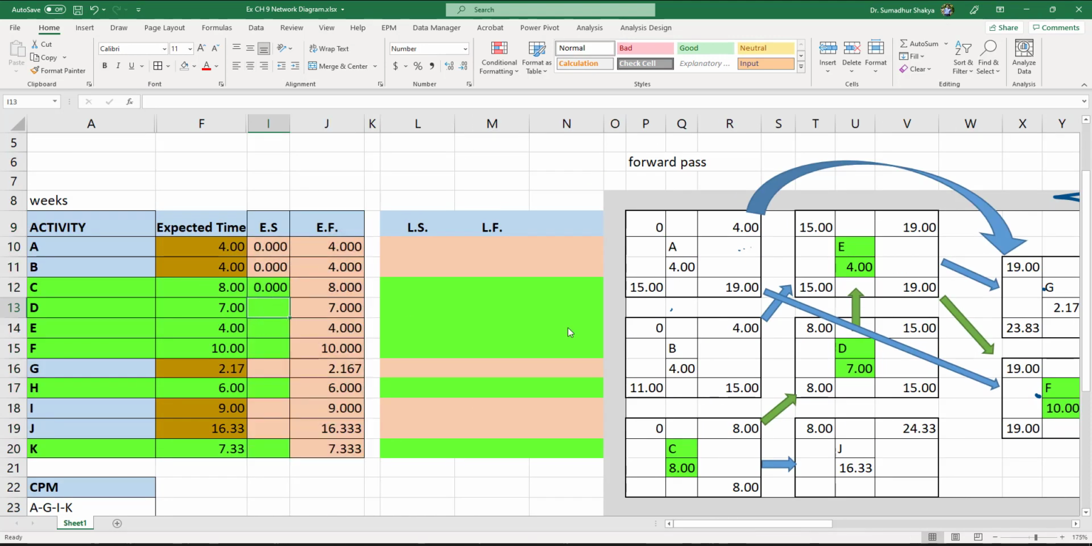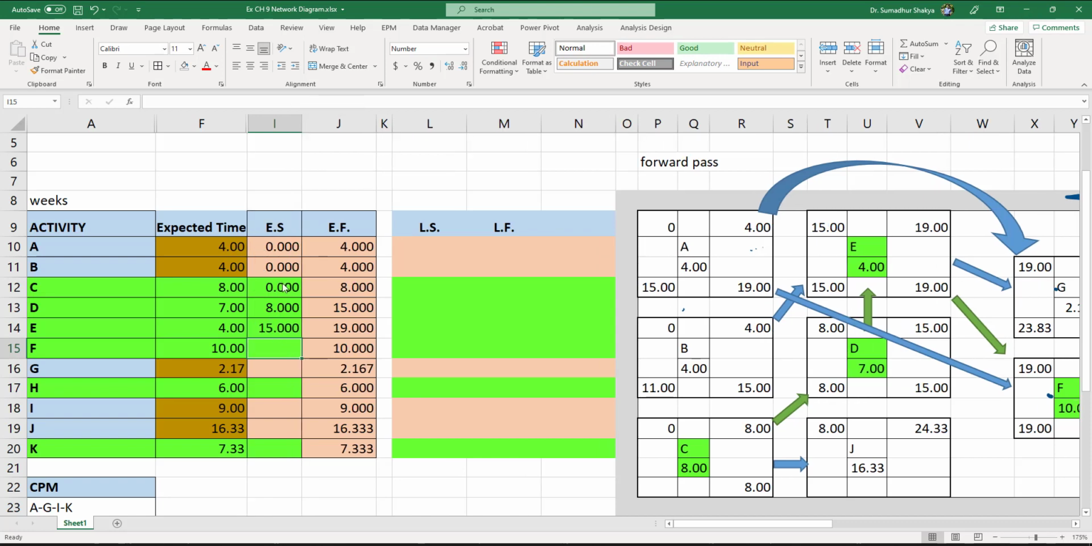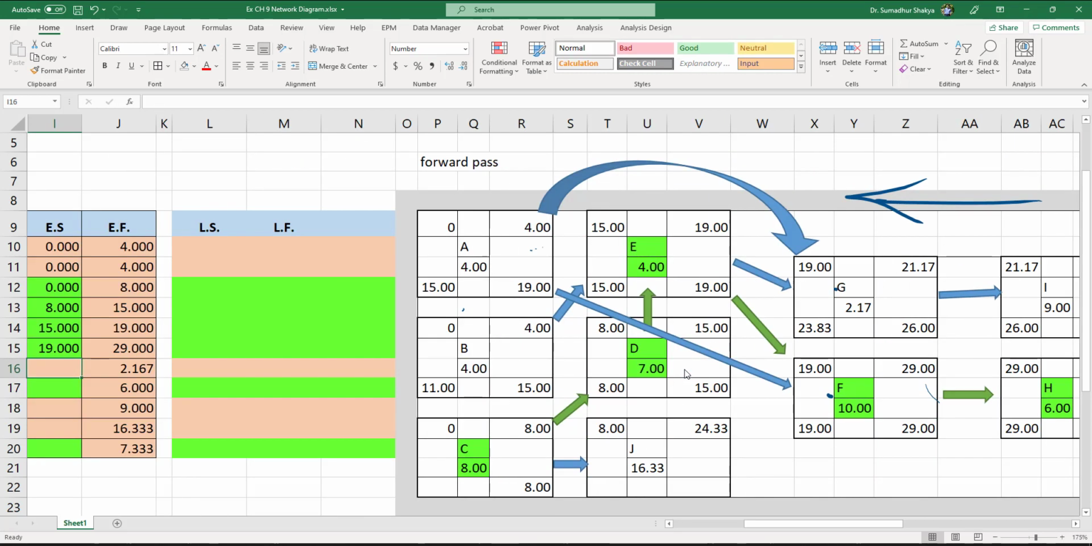Now the earliest we can start B, we already calculated, is 8. The earliest we can start E is 15. The earliest we can start, why are there 3 decimals? Okay, we'll fix that. The earliest I can start F is going to be 19. We already calculated this, so I'm going to pick up from here. The earliest I can start G is 19. H is 29. I is 21.17.